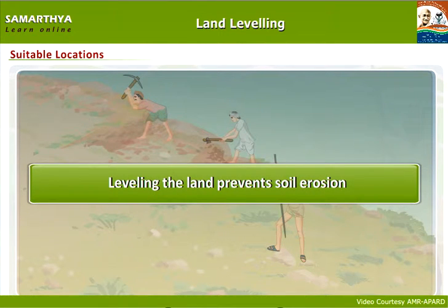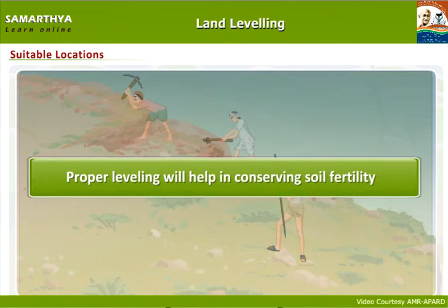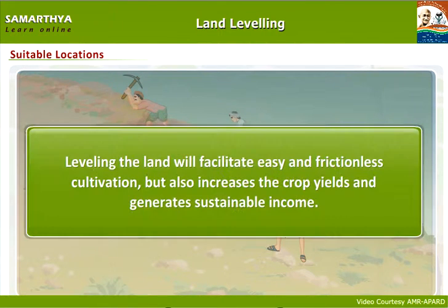Leveling the land will prevent soil erosion. Proper leveling will help in conserving soil fertility. Leveling the land will facilitate easy and frictionless cultivation, but also increases the crop yields and generates sustainable income.